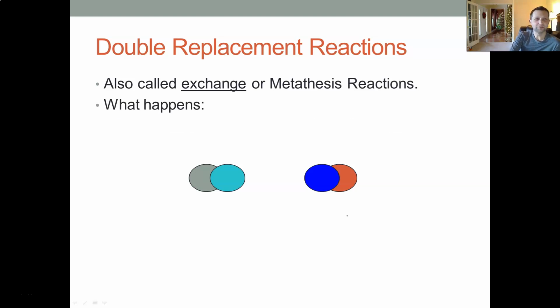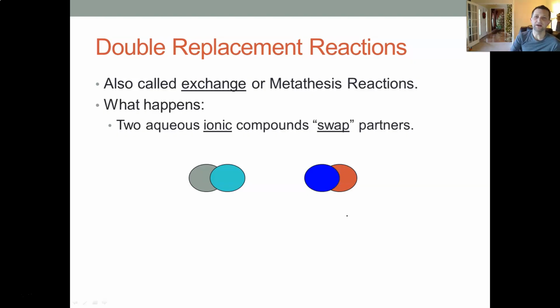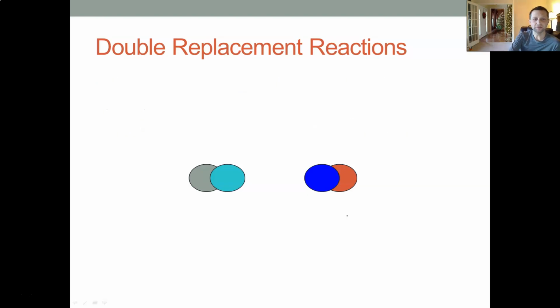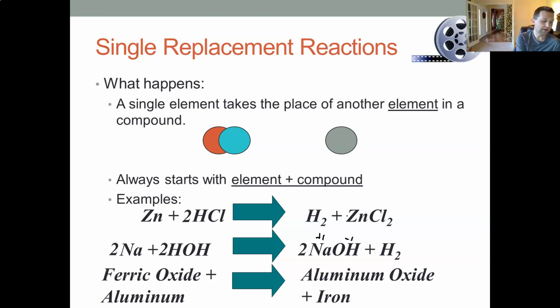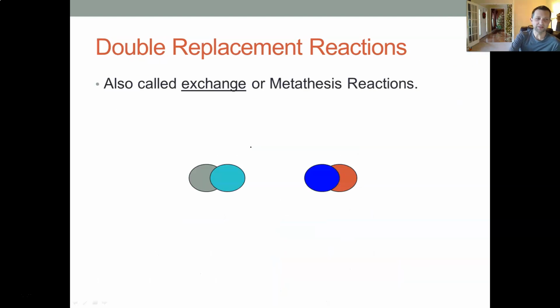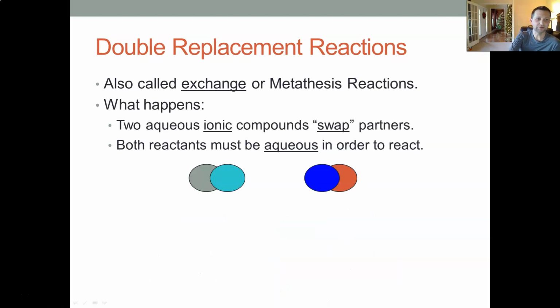So here's what happens with a double replacement reaction. You have two aqueous ionic compounds switch partners. So this is similar to single replacement, where things are switching partners, but in this case, we have two ionic compounds, so two compounds in general, compared to single replacement, which was an element and a compound. Single replacement was element and a compound. Double replacement is compound and a compound. Both reactants have to be aqueous in order for this to happen. So you'll have aqueous, a little AQ in parentheses for both of these on the reactant side.